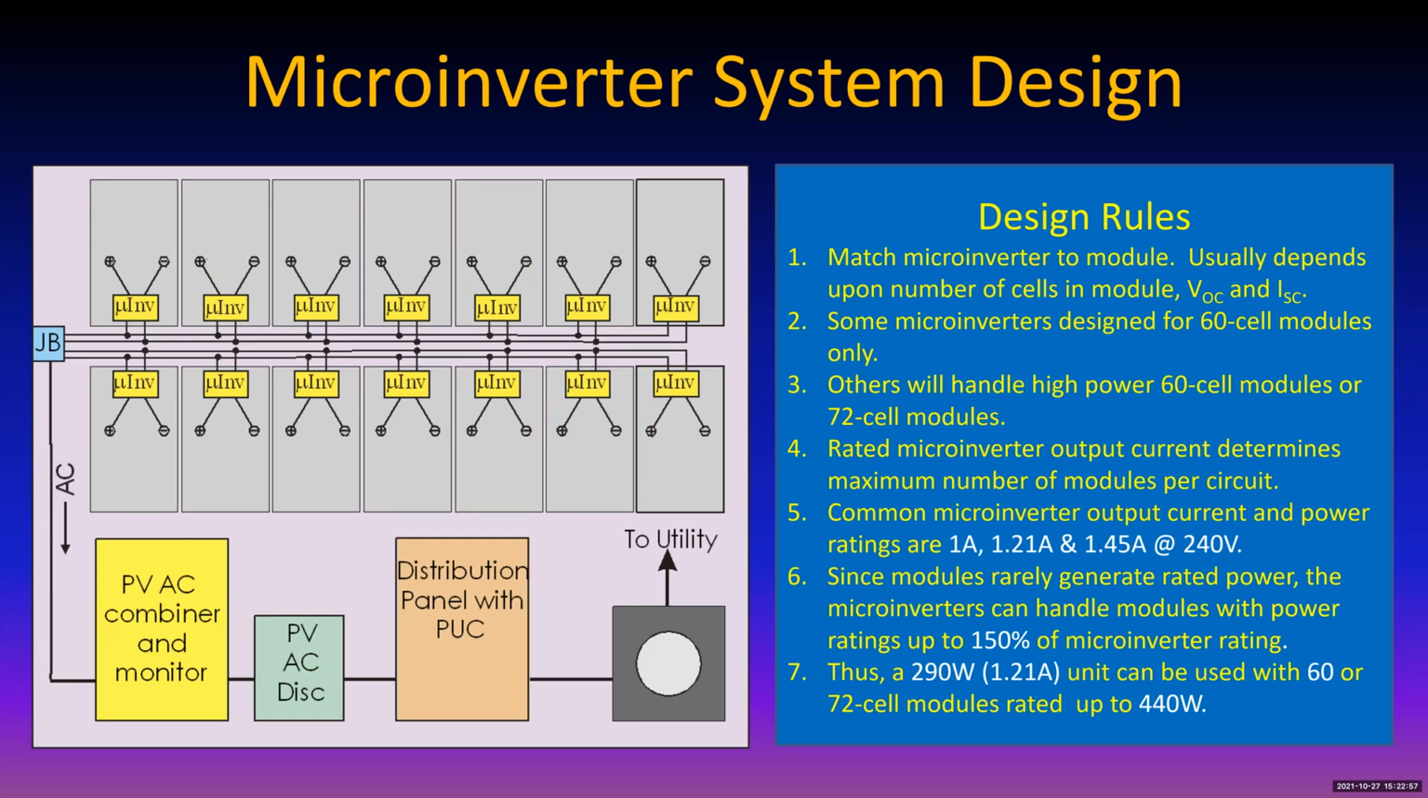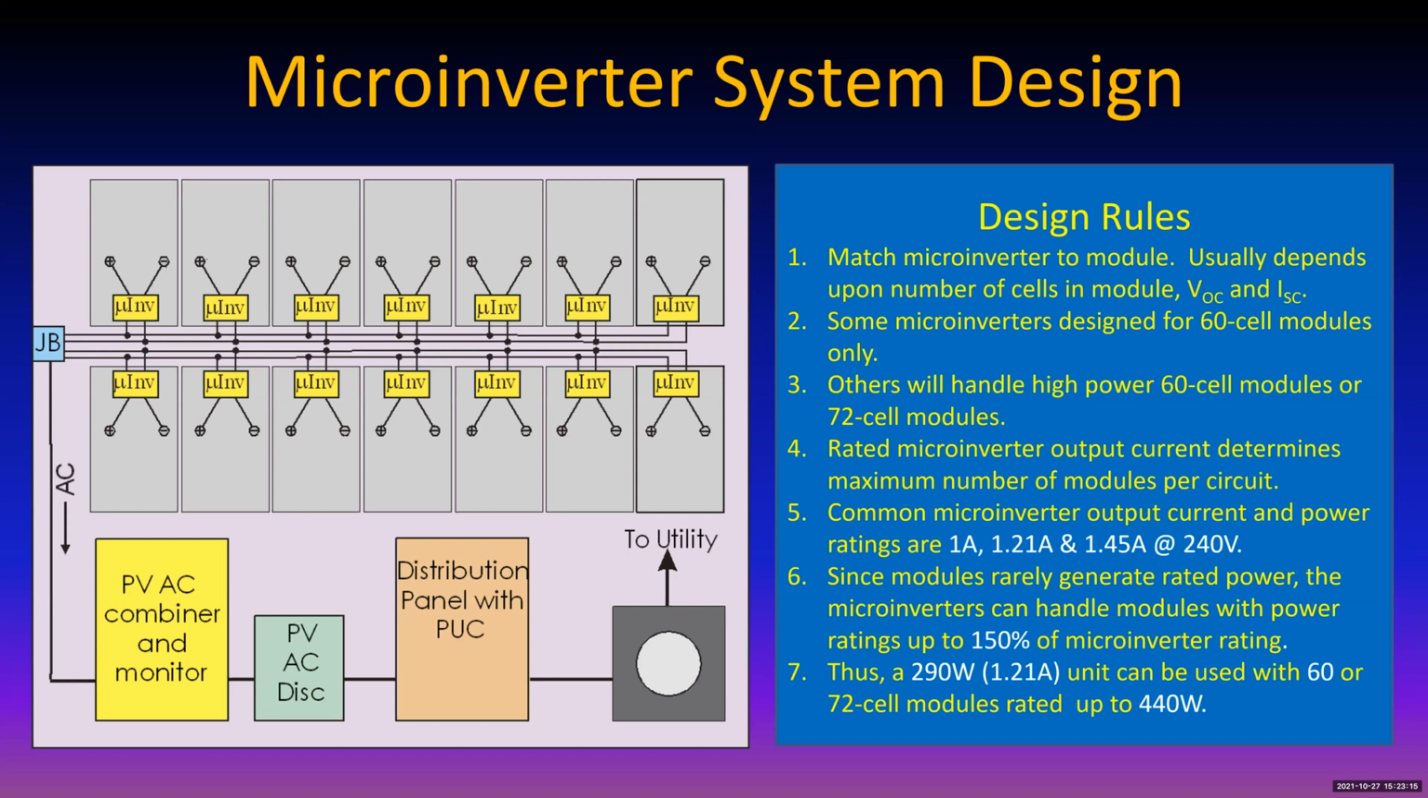Some microinverters are designed for 60 cell modules. A 60 cell module generally has a working voltage of around 32 volts, and its voltage might go up to somewhere 38, 39 volts in open circuit.